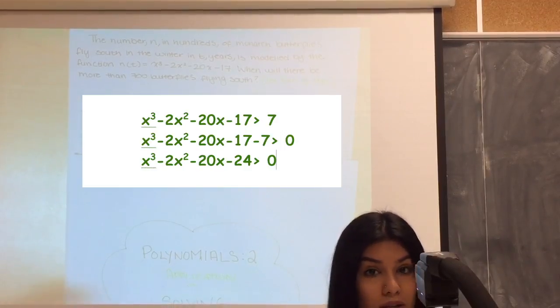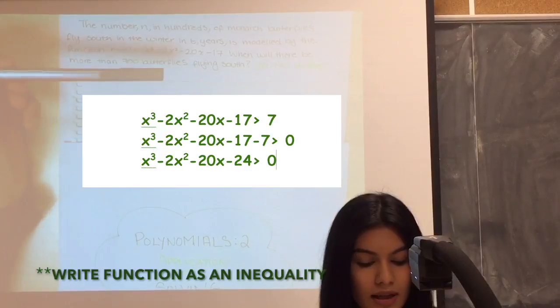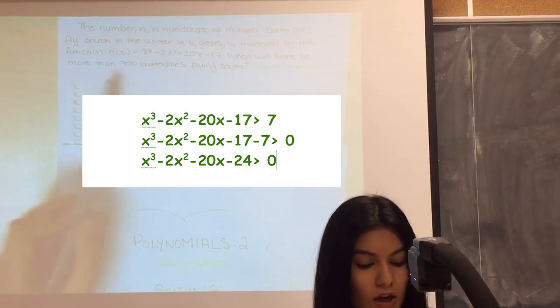Okay, so the first thing we're going to start off by doing is writing this function as an inequality. It says that it has to be more than 700 butterflies.